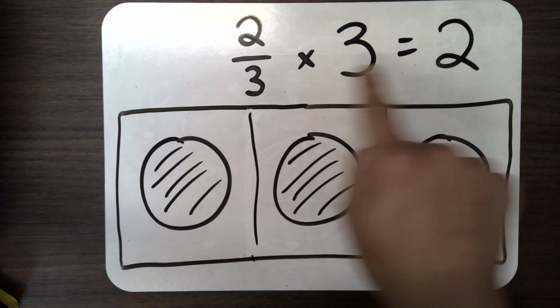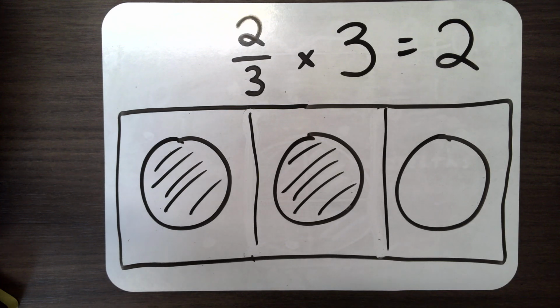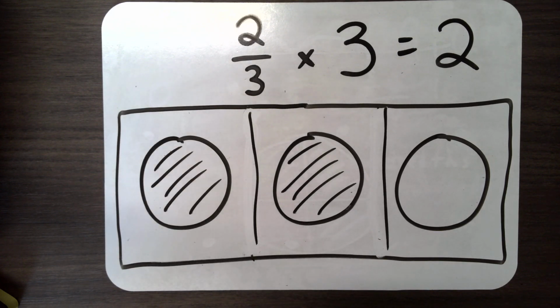Okay, and then again, at this point, we're not using the standard algorithm. You could, but as we're introducing these to students, we're not necessarily introducing that right away. So this is going to just be our abstract model, the 2/3 times 3 equals 2.